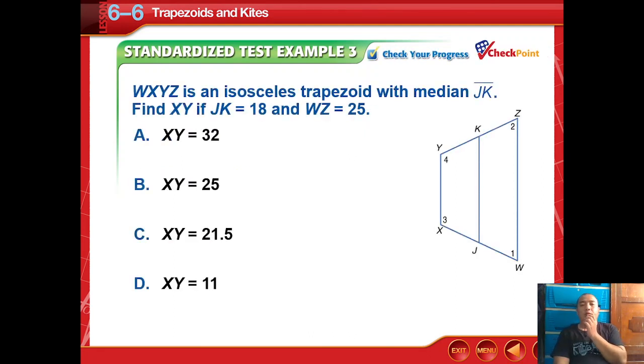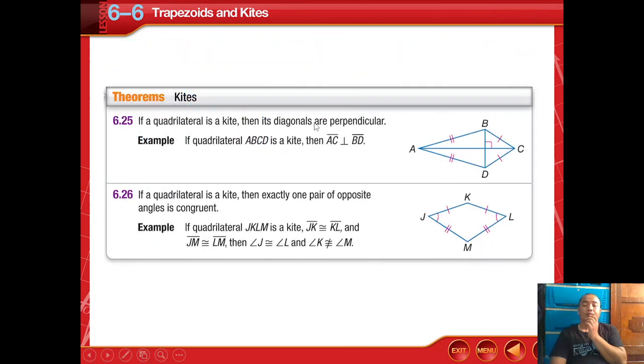WXYZ is an isosceles trapezoid with median JK. Median or midline or mid-segment, they're the same. So JK is the mid-segment or midline. Find XY if JK is 18, and WZ is 25. So the same, 18 times 2, 36 minus 25. You just multiply 18 by 2, minus 25, 11.